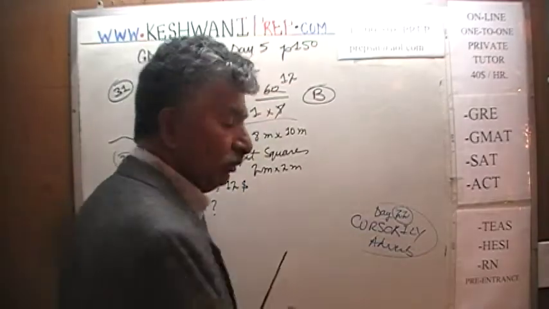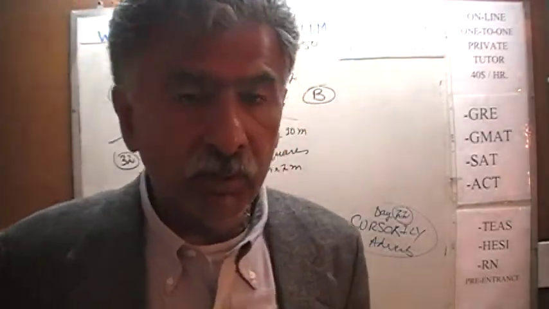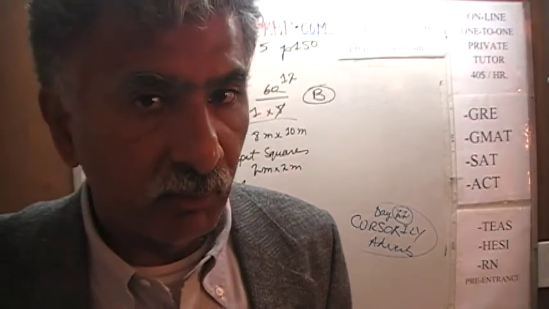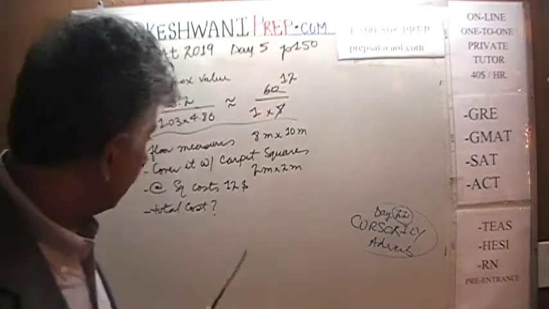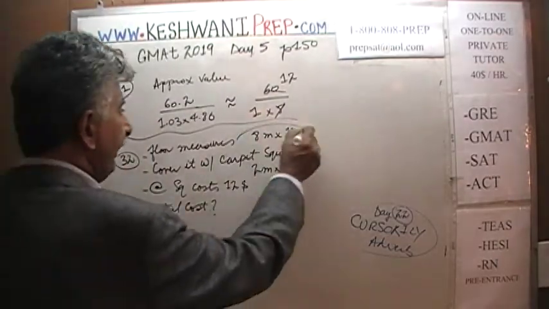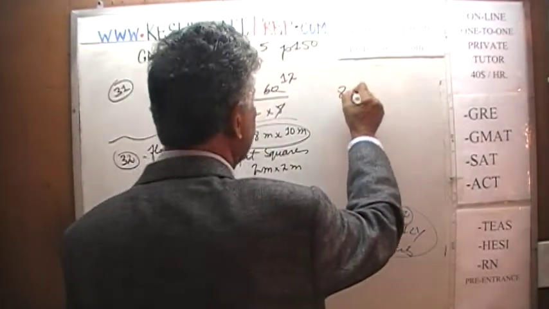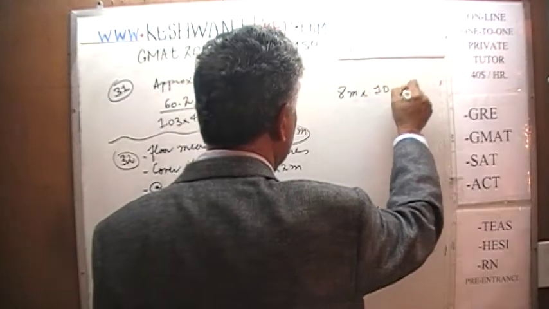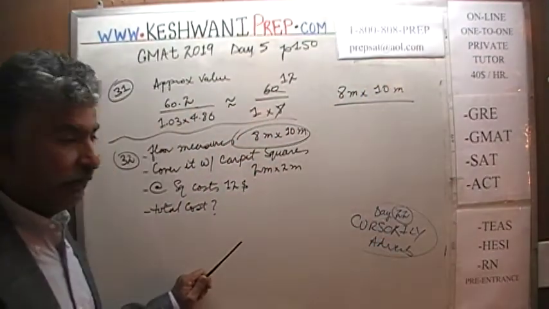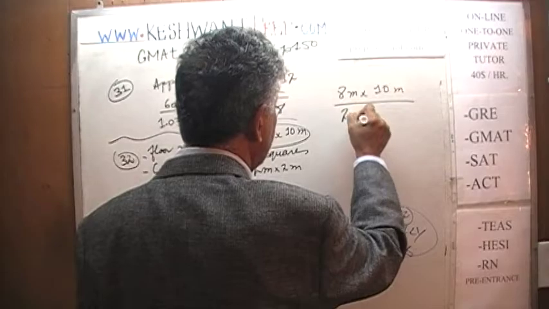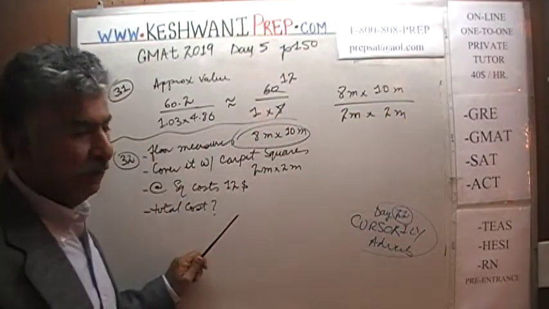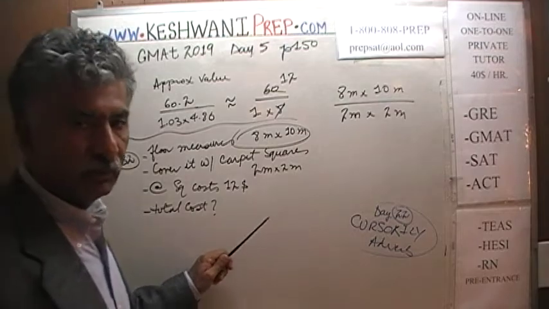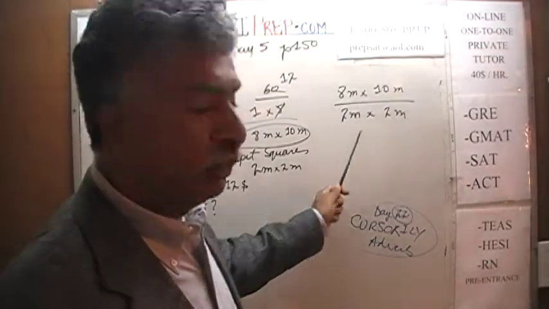Let's find out, shall we? The very first thing we need to figure out, before we worry about how much it's going to cost us, is how many squares we need. We know the floor is 8 meters by 10 meters, and each carpet square is 2 meters by 2 meters. We don't have to do any conversion in units.